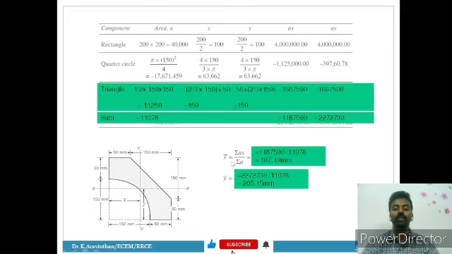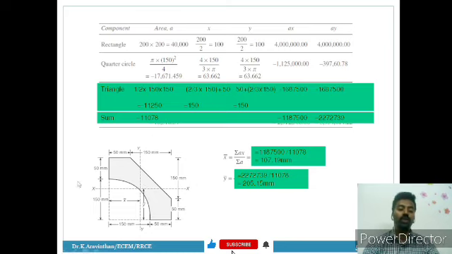And if you want x bar, it is sum of ax divided by sum of a. So sum of ax will be 1187500. You have to divide it by the area to get 107.19. So finally, from the origin, the x bar is 107.19 and y bar is 205.15 mm.